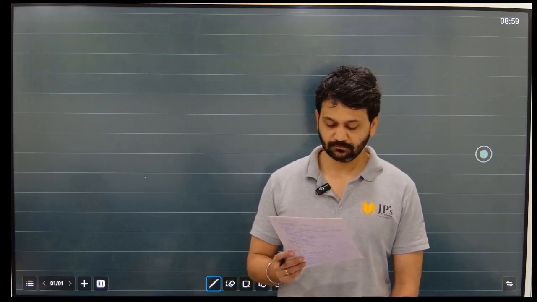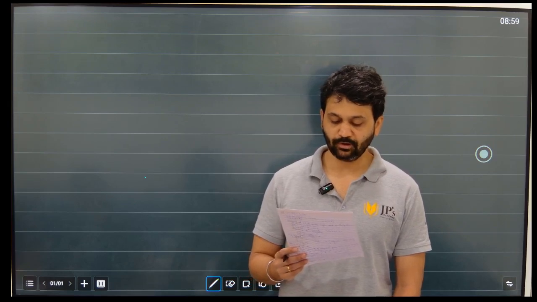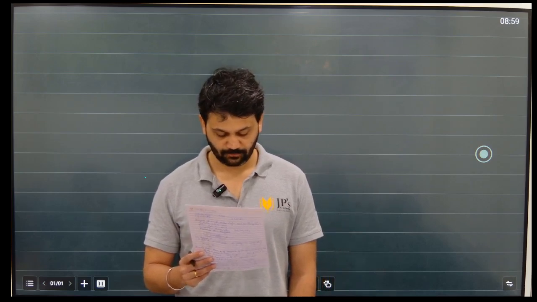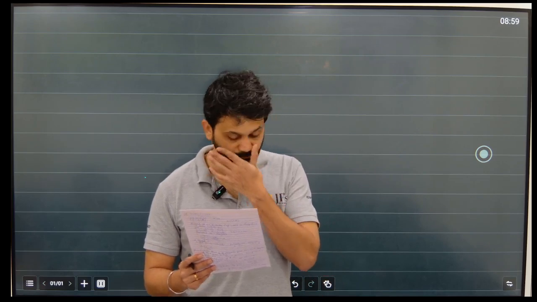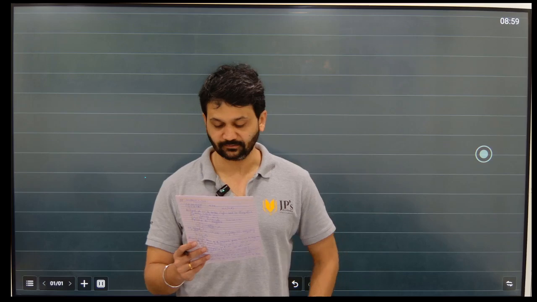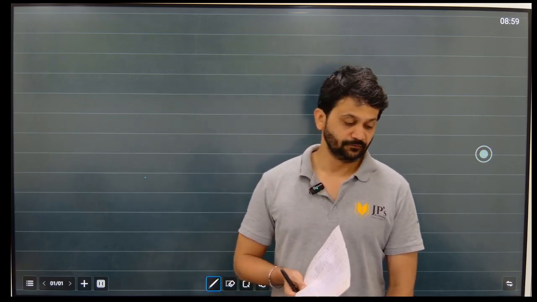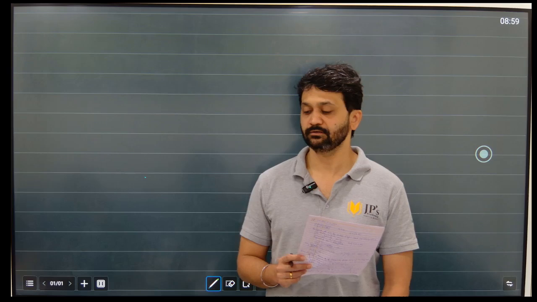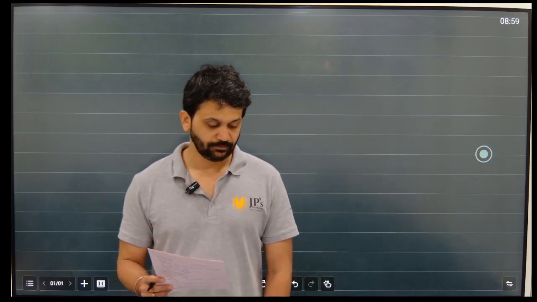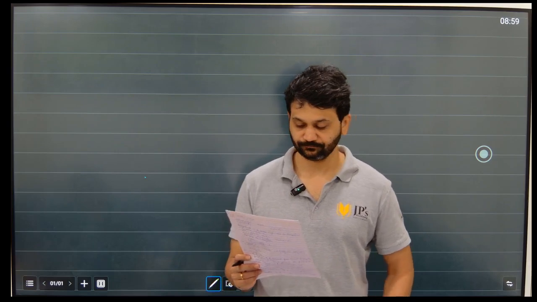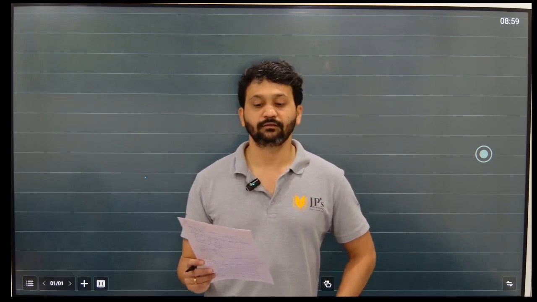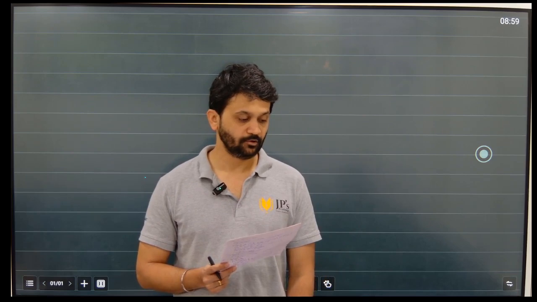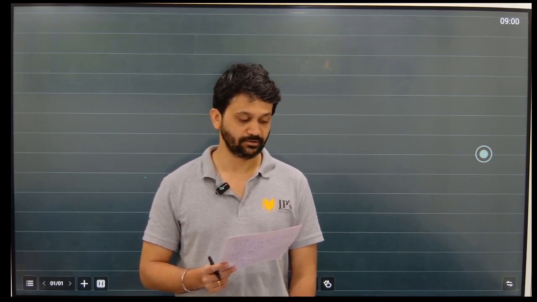Common tangents to the circle are divided in two categories. First part, direct common tangent, or external common tangent.